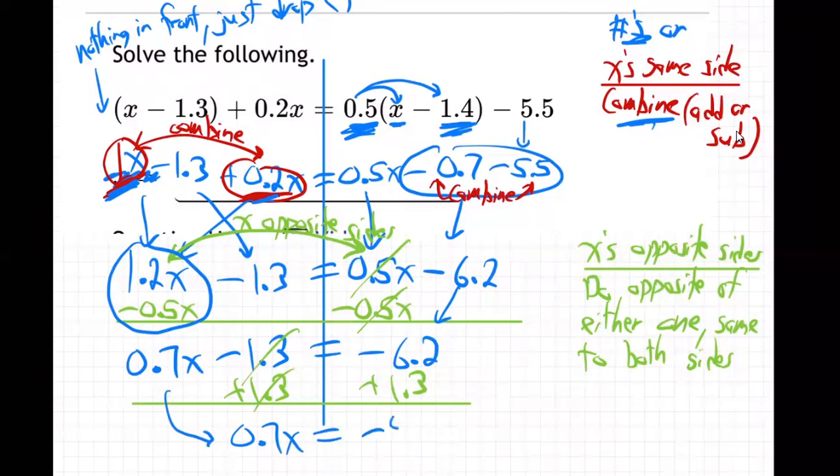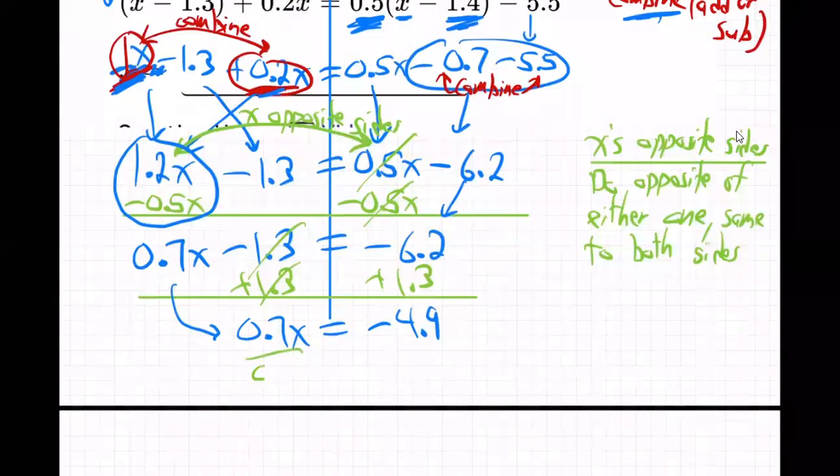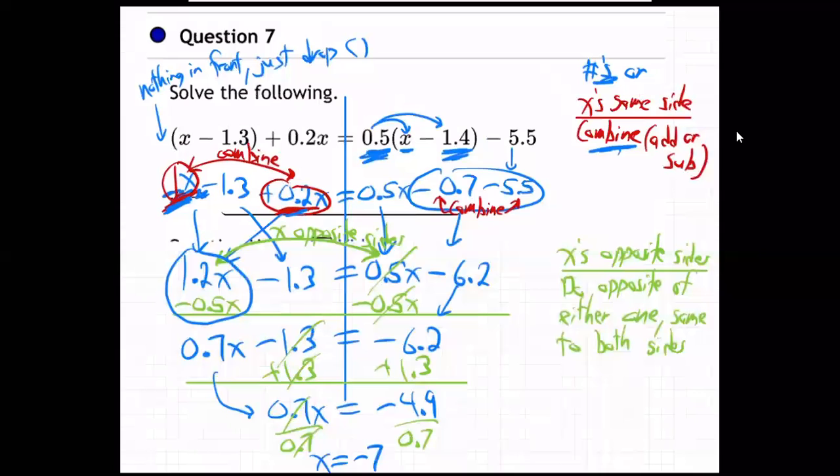I'm getting negative 4.9. And then the last step is always to divide by, the identical twin, exactly what's next to it. Divide on both sides. And so we get the answer x equals, just divide that. I'll do it right now on my calculator. And I'm getting negative 7. There it is.